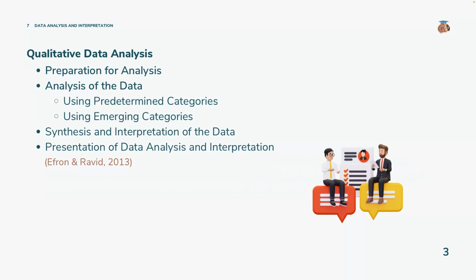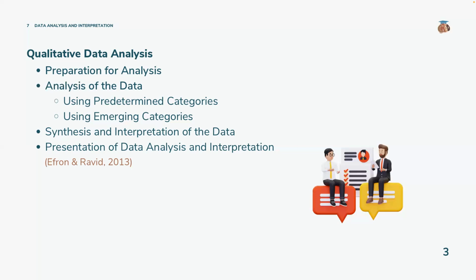You can analyze the data in two ways. One way is to use predetermined categories. Organize the data accordingly and look for themes. If predetermined categories are used for analysis, they provide a framework for organizing the data into relevant units of analysis. These categories may be derived from the research questions or from the existing literature.